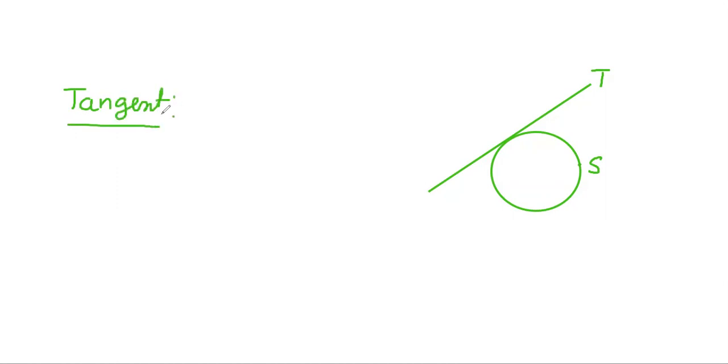Tangent touch the circle at one point only. We say this is a point, at this point is P. We say point P is known as point of contact. The tangent touch the circle at one point only, that P, and this is known as point of contact, and this T is the tangent as for circle is there.